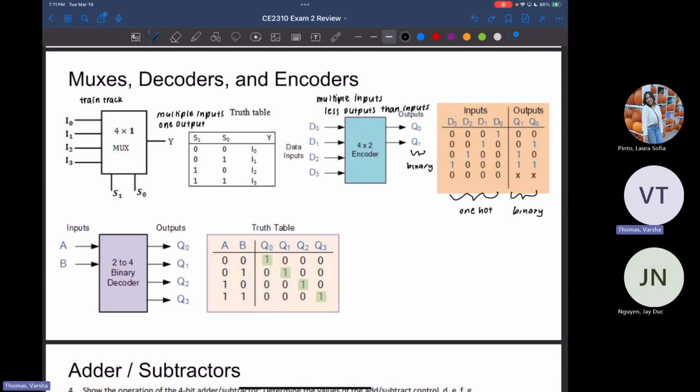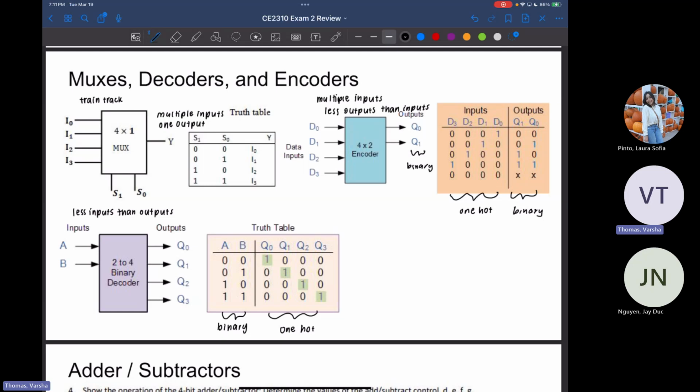Next, we have the decoder. The decoder is essentially the opposite of an encoder. So you have fewer inputs than outputs. And in this case, if we look at the truth table, you'll see that the 1 hot encoding is actually in the outputs. And now the binary equivalent is the inputs.